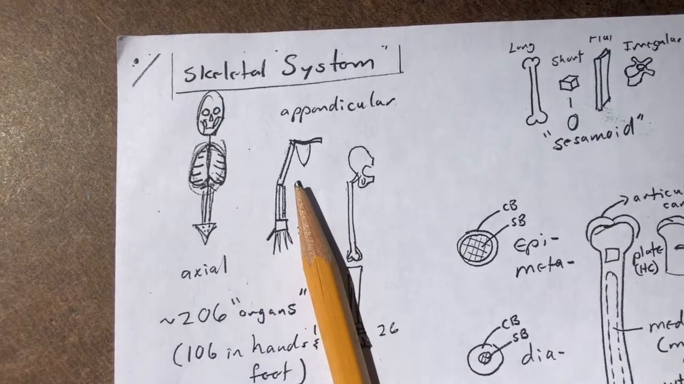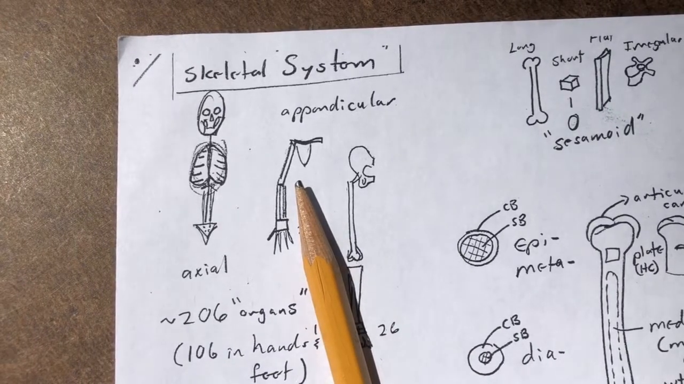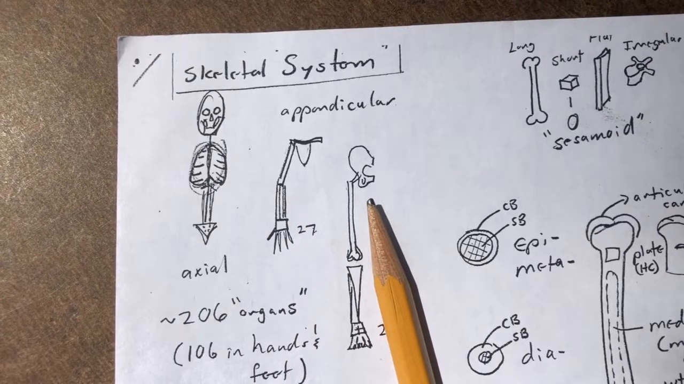So you have your pectoral girdles, and that would be the right and left scapula and clavicles. And you have your pelvic girdles, which would be the right and left os coxa, made up of those 3 bones, pronounced in so many different ways, such as the ilium, the ischium, and the pubis bone.